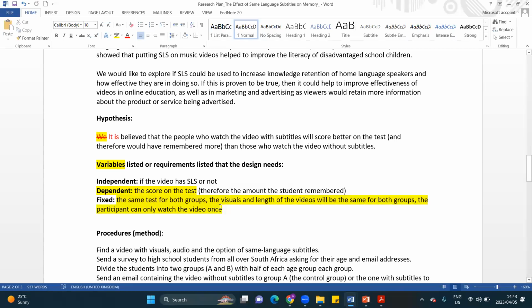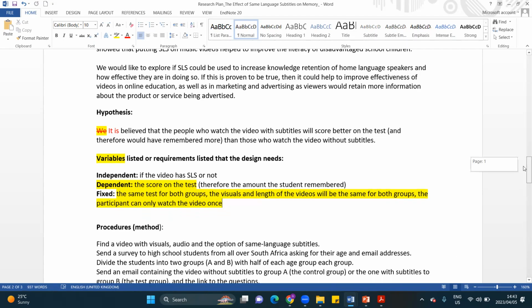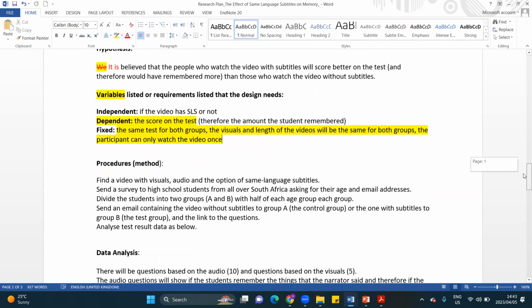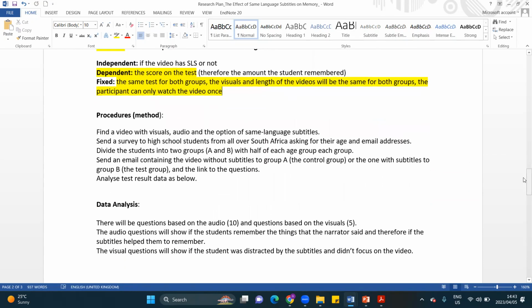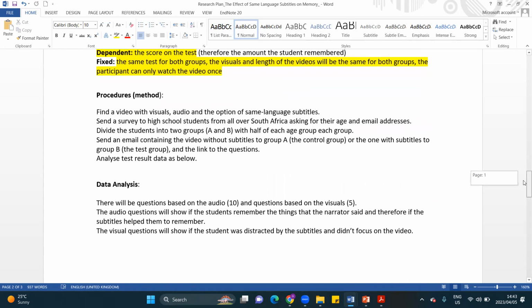Now, in this case, there's two sample groups. One where the learners are going to watch the video with the subtitles, the same language subtitles, and one where there is not going to be subtitles. So that's the sample group here. And you can see there's more information about the sample group. Divide the sample groups into A and B.